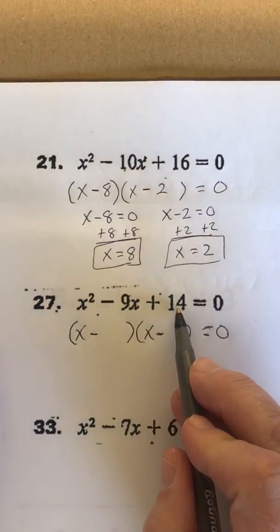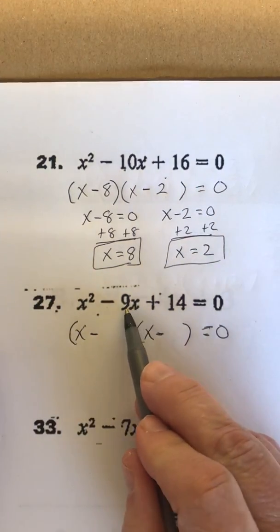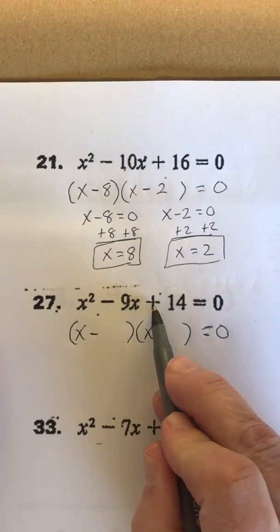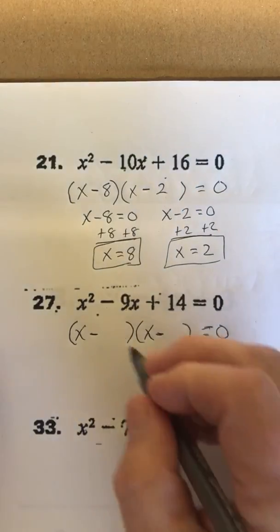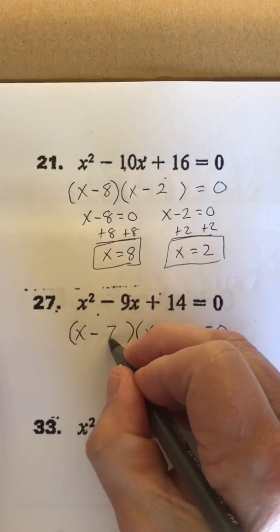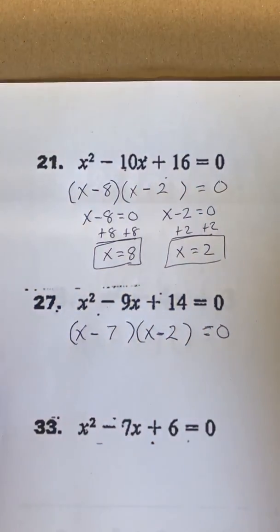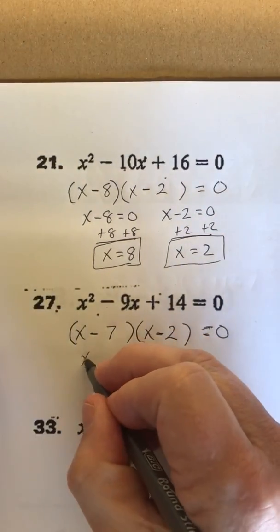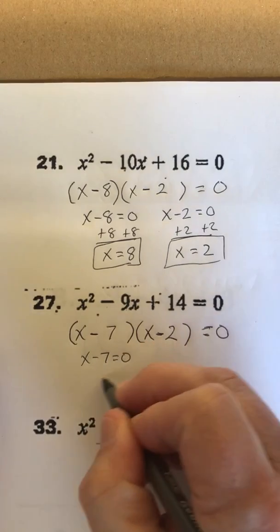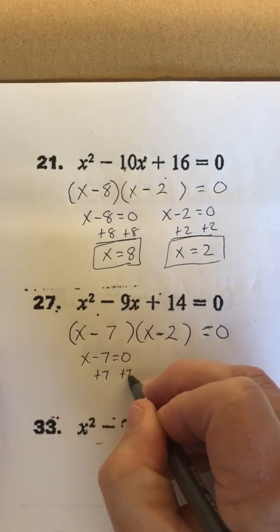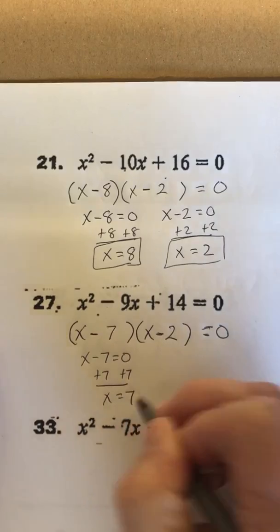Now we want our factors of 14, that when we add them up, we get a 9. And the factors of 14 that add up to 9 are 7 and 2. And since the signs are the same, it doesn't matter where you put them. All right? So then we take our x minus 7. We set that equal to 0. We add 7 to both sides, and we get x equals 7.